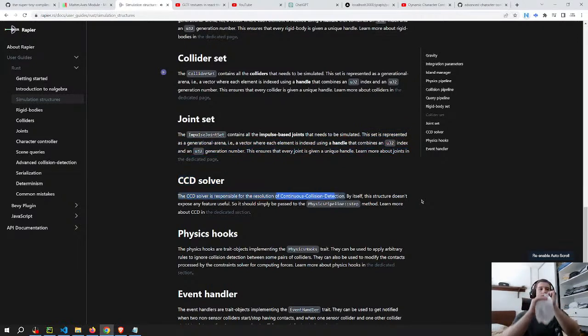CCD solver. The CCD solver is responsible for the resolution of continuous collision detection. By itself, this structure doesn't expose any useful feature, so it should simply be passed to the PhysicsPipeline::step method. Learn more about CCD in the dedicated section.